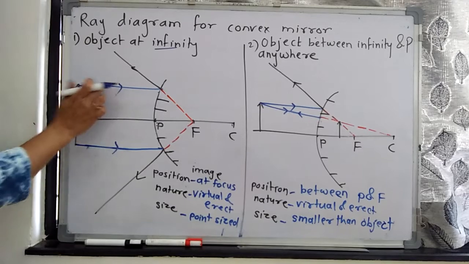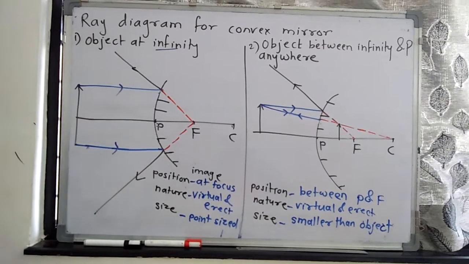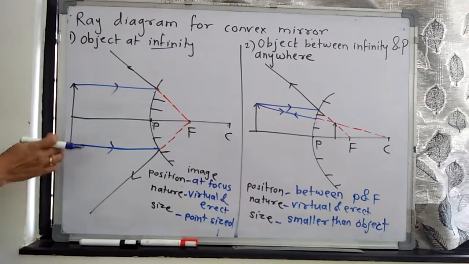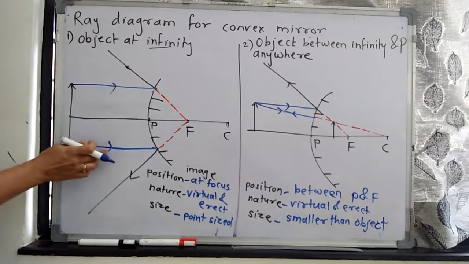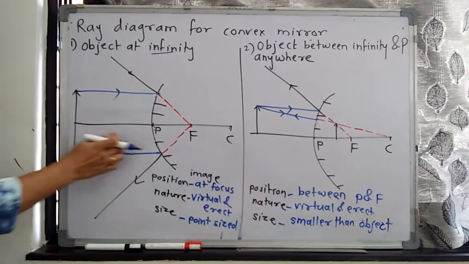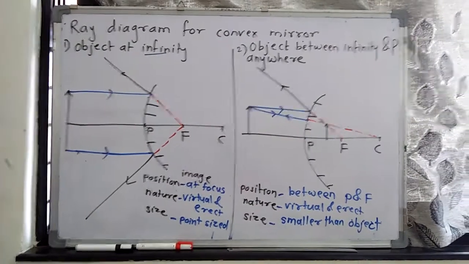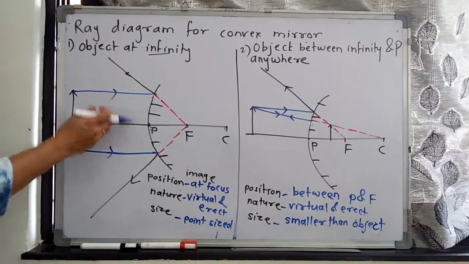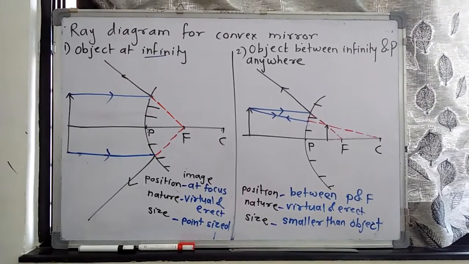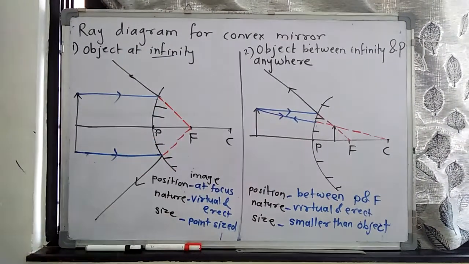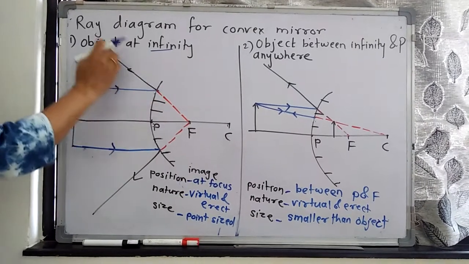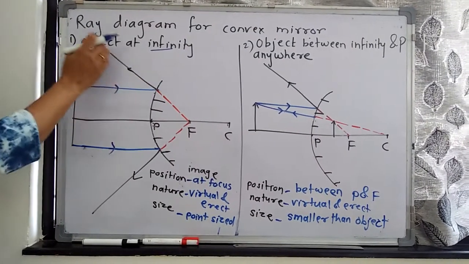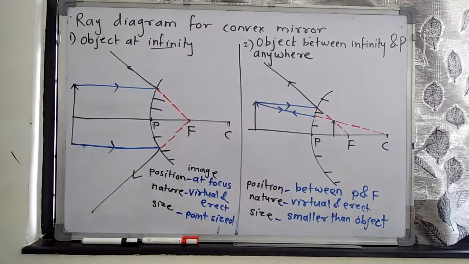So this is the first ray parallel to the principal axis from the top of the object, and this is the second ray parallel to the principal axis from the bottom of the object. Both rays are parallel to the principal axis. And what is the rule? When they are parallel to the principal axis, from the convex mirror they get diverged. So this is the incident ray and this is the reflected ray. It gets diverged. Why? Because it is a convex mirror.